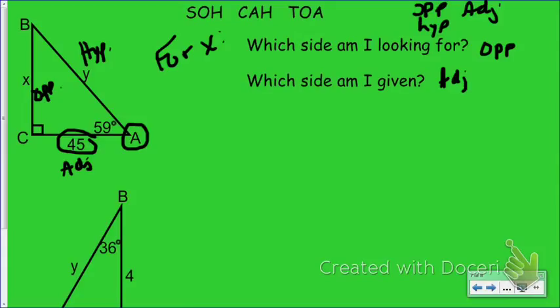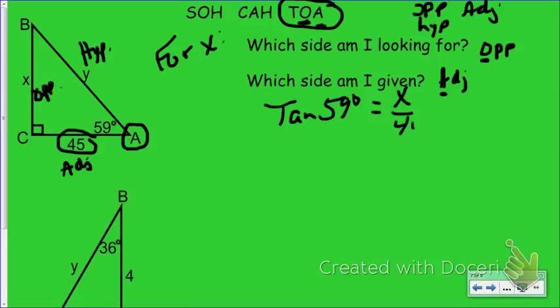Then look at the first letter in those two words. I've got O and A. So based on that, the ratio that has an O and an A in it is TOA. So I'm going to use the tangent ratio. Now it's important that you do this next step. We want to write out the tan and the degrees, so tan 59 degrees equals, and remember it goes in order, O over A, so it's going to be x over 45.